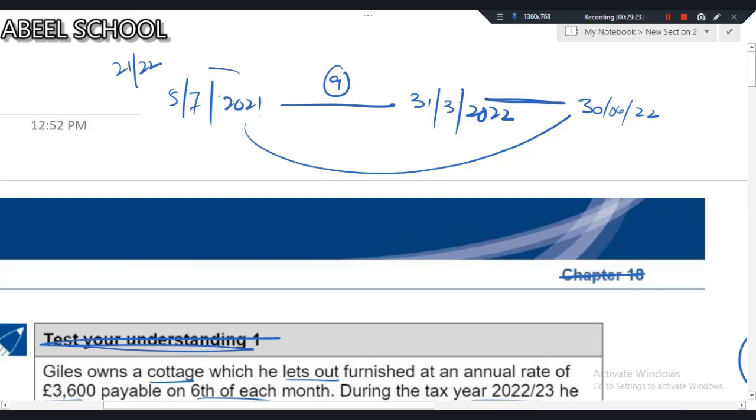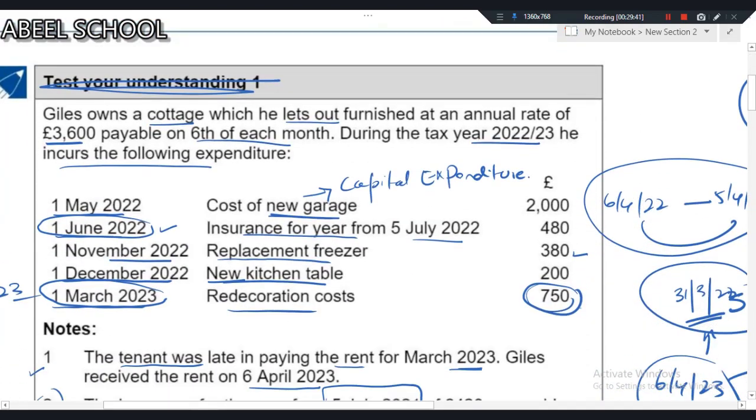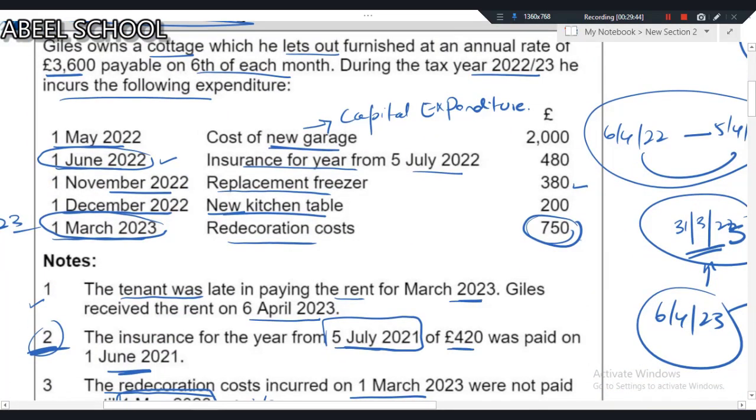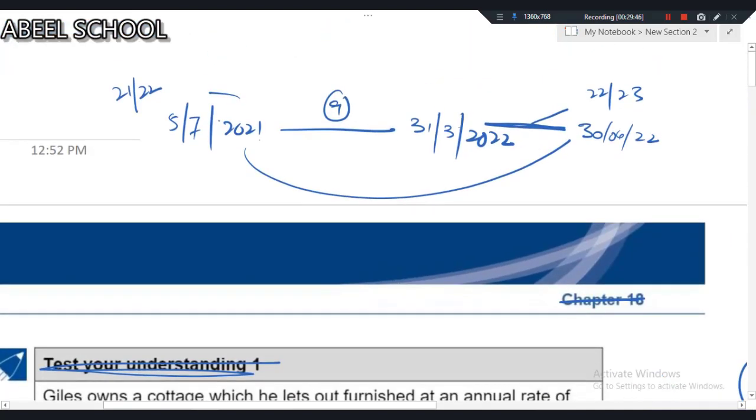The last 3 months, from 31st March 22 till 30th June 22, fall in the tax year 22-23. And right now we are solving the question for the tax year 22-23. So the insurance which was paid for the 12 months, counting from 5th July 2021, the amount is 420. The 420 is for the 12 month period. But out of that 12 months, 9 months fall in the tax year 21-22, and we are not solving the question for 21-22. We are solving the question for the tax year 22-23. So in the relevant tax year, we'll take only 3 months.